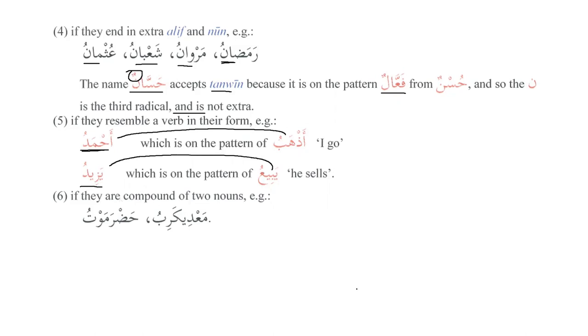If they are compound of two nouns, these are basically two nouns, ma'di and karibu, and similarly we have hadra mautu. So these two are basically compound, they are a combination of two nouns, so that's why they are also mamnu min as-sarf. Amr ibn Ma'di Kariba was the name of the Sahabi of Prophet Muhammad sallallahu alaihi wasallam, and Hadra Mautu is a place, it's a region in Yemen.